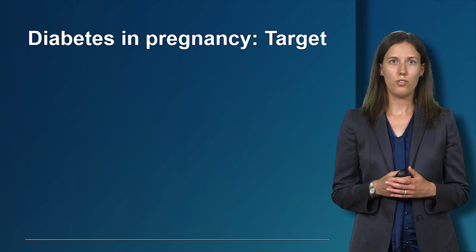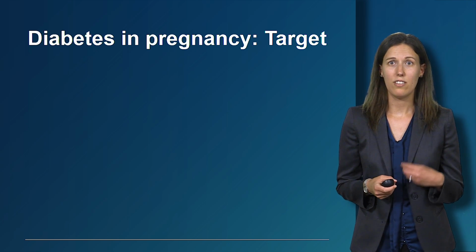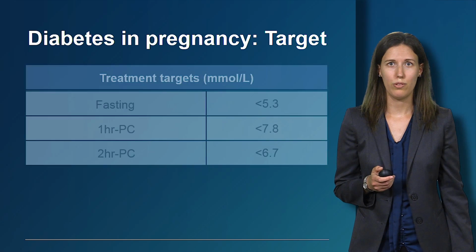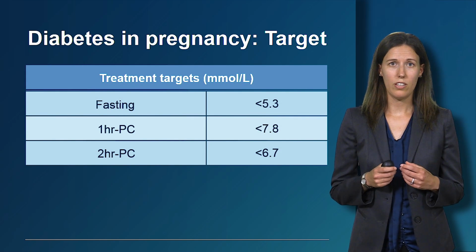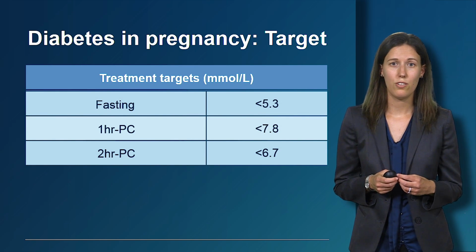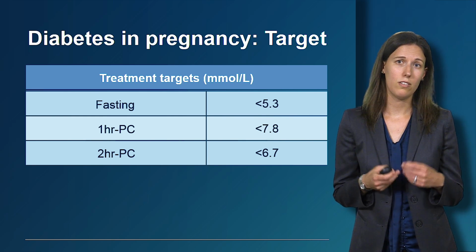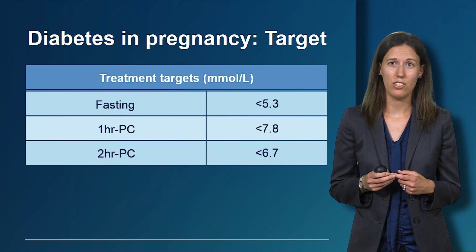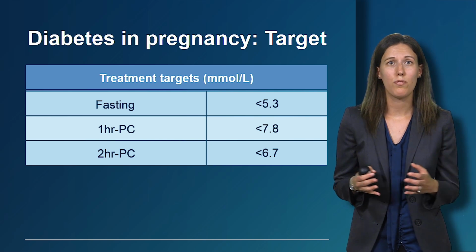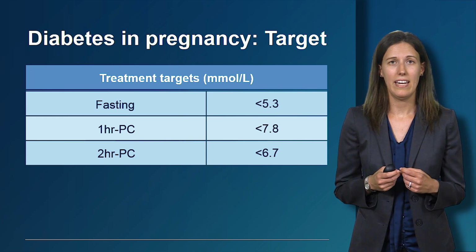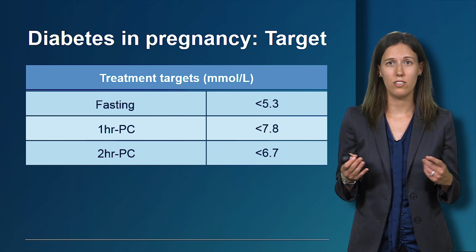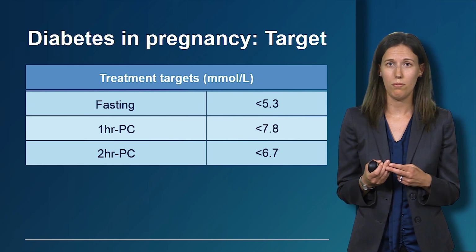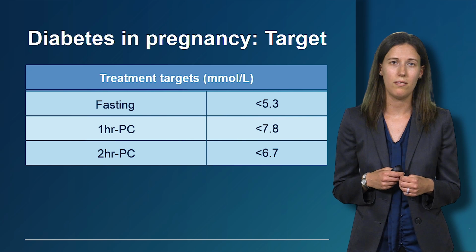Next, we're going to talk about the treatment of diabetes in pregnancy and the targets for treatment of diabetes in pregnancy. Of note, these targets for blood sugars in pregnancy are lower than the targets for blood sugars for patients who are not pregnant. And also of note, the targets for blood sugars in pregnancy are the same for all patients who are pregnant and have diabetes. This includes patients who have gestational diabetes, type 1 diabetes, as well as type 2 diabetes.